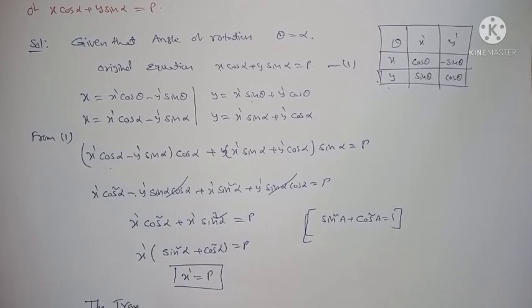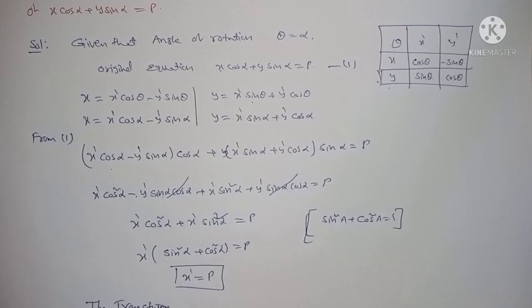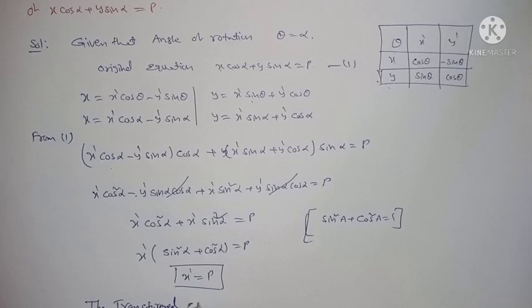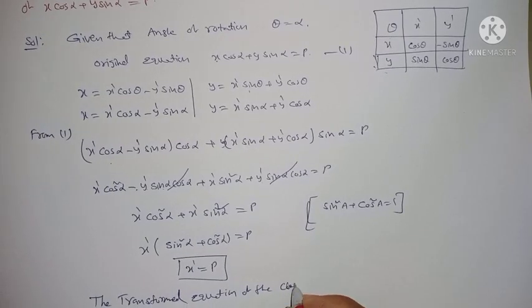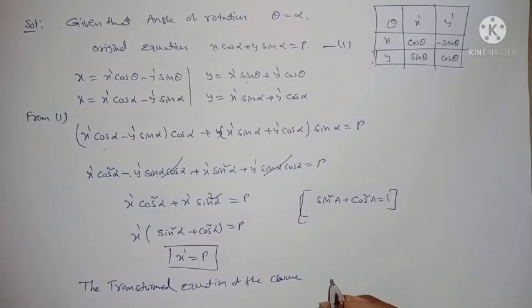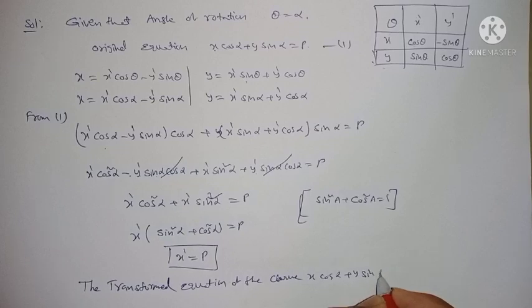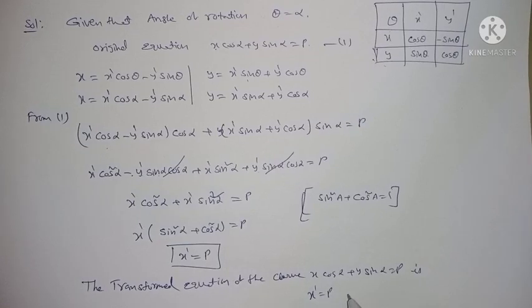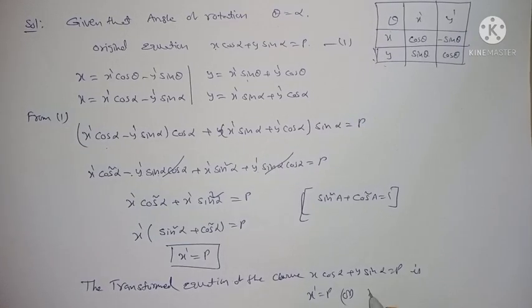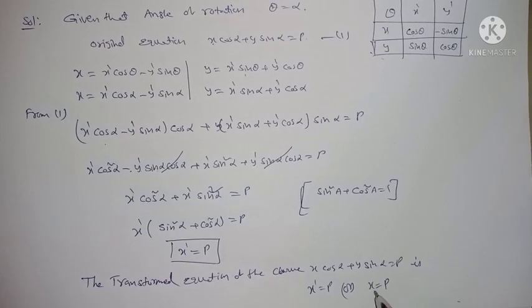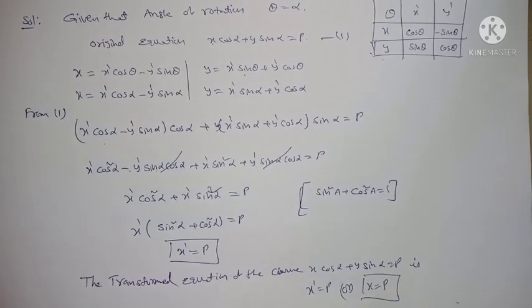The transformed equation of the curve x cos alpha plus y sin alpha is equal to p is x dash is equal to p, or you can write x is equal to p. This is our answer. X is equal to p is the answer. Okay.